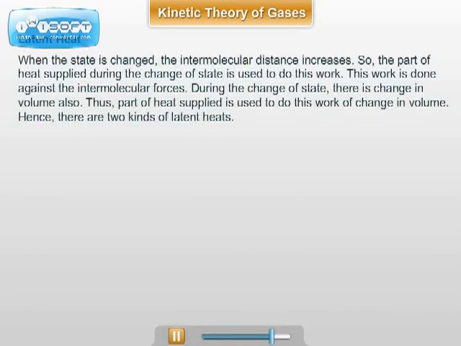When the state is changed, intermolecular distance increases. So, the part of heat supplied during the change of state is used to do this work. This work is done against the intermolecular forces. During the change of state, there is change in volume also. So, part of heat supplied is used to do this work of change in volume also. Hence, there are two kinds of latent heats.